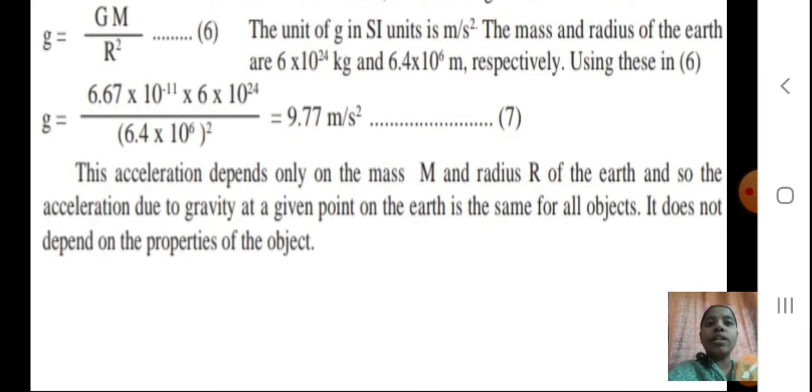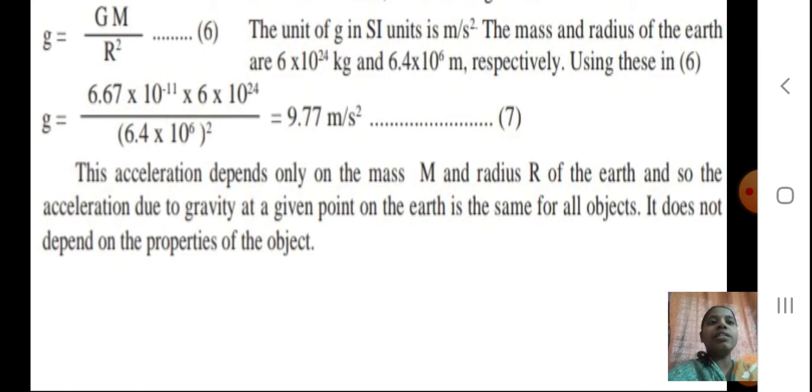So it does not depend on the properties of the object. It does not matter what the object is made up of, how it looks, what properties it has. Nothing depends on that. Acceleration due to gravity will be the same at any point on the earth, which is why we are taking it as 9.8.